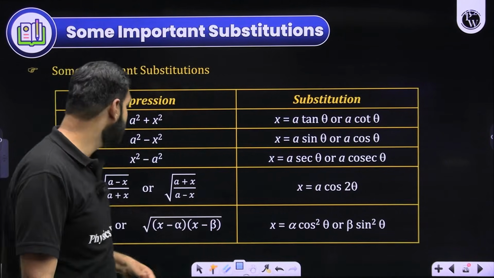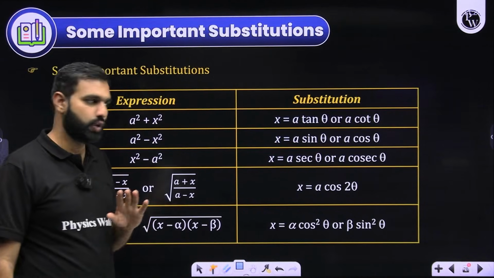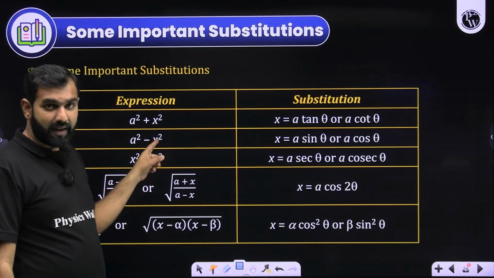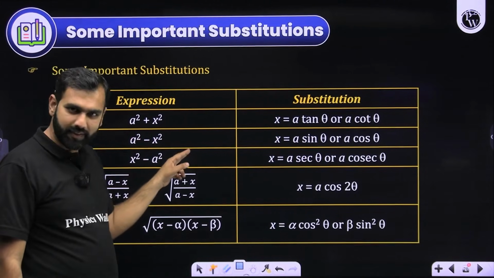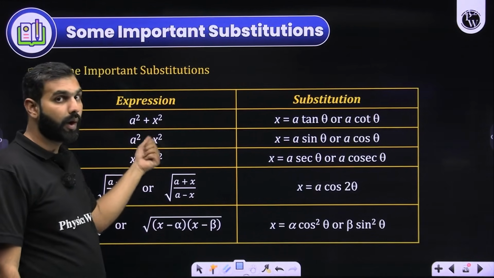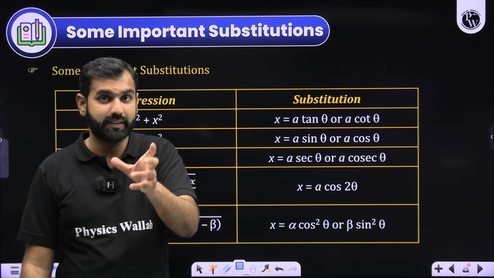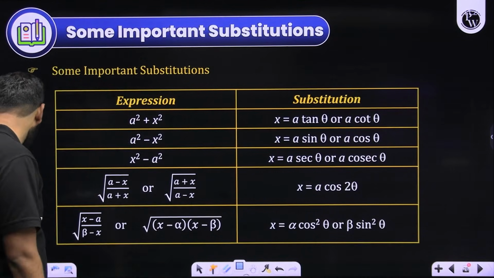For example, whenever you see a square minus x square, you got to replace x by a sine theta. I hope you're realizing x when replaced by a sine theta, it is a square minus a square sine square theta. So a square can be taken common, 1 minus sine square theta, which is cos square theta. Then cos square theta can be written as something else. How and when? Let me try and help you with that as well.